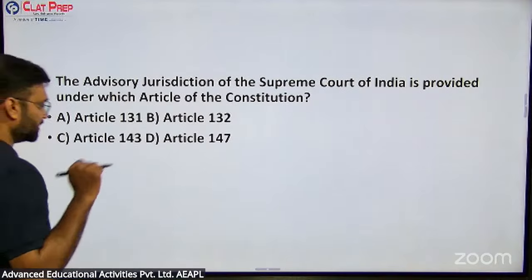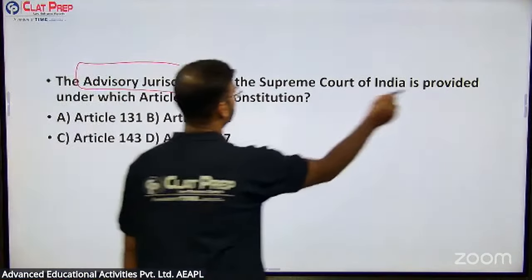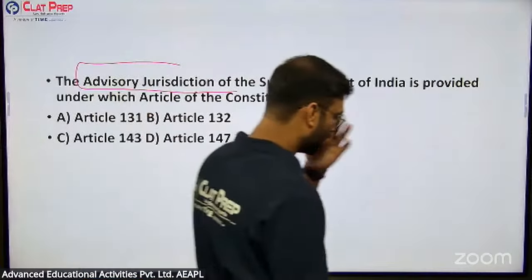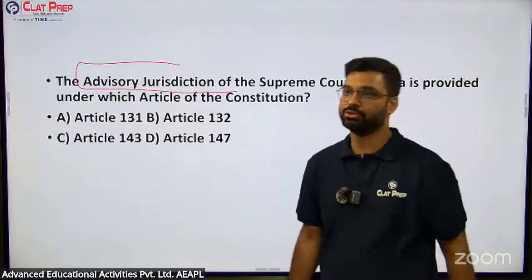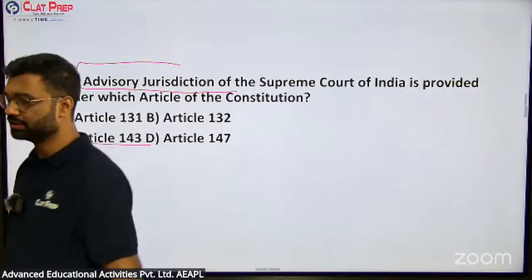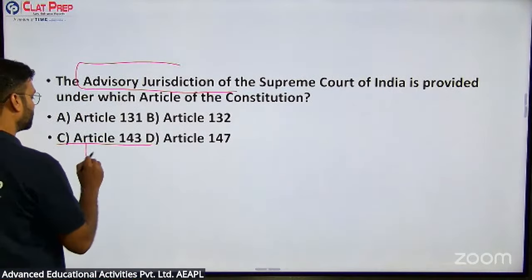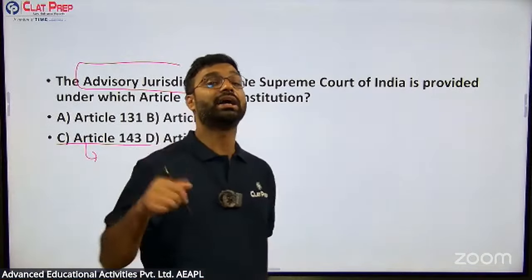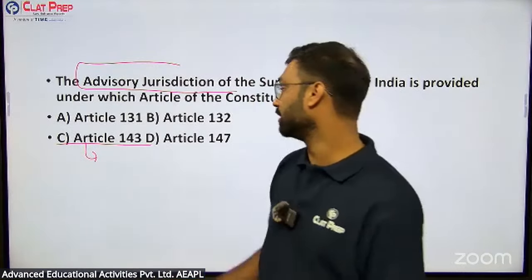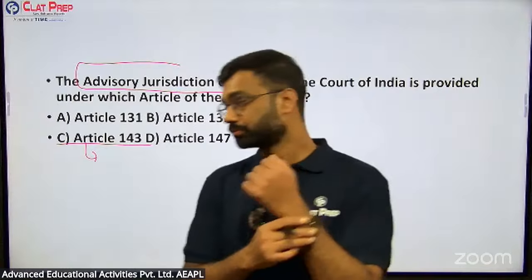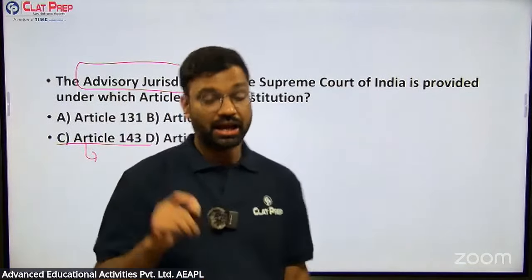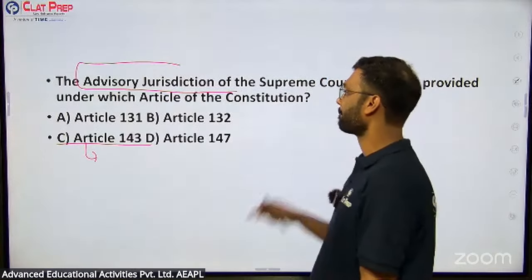Next, a very important question for this year. Advisory jurisdiction of the Supreme Court of India is provided under which article? Now, this is something that has been in the news throughout this year. I'm sure while preparing for CLAT, you would have memorized this article. This article is 143, Article 143, right? Article 143 provides the power to the president to seek the advice of the Supreme Court in certain legal and factual matters which are of public importance. The advice given by the Supreme Court is advisory. It's in the form of an advice and it's not binding on the government of India, right?